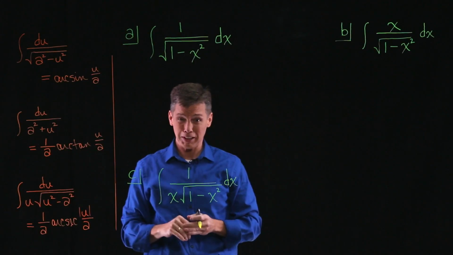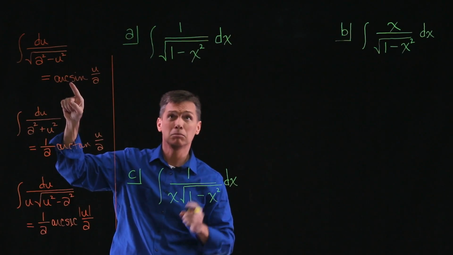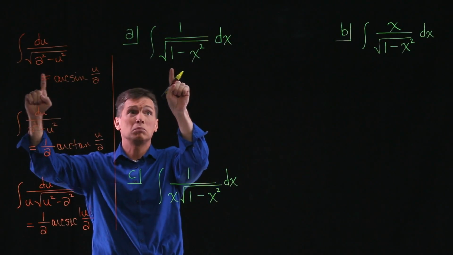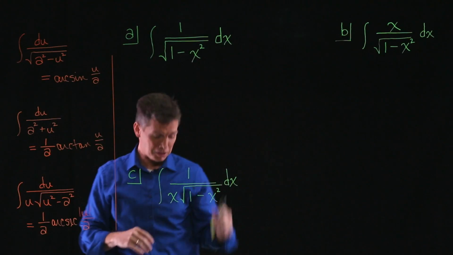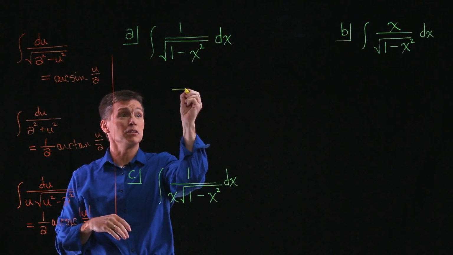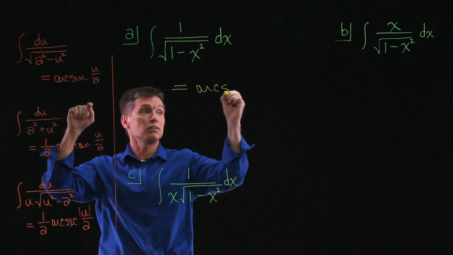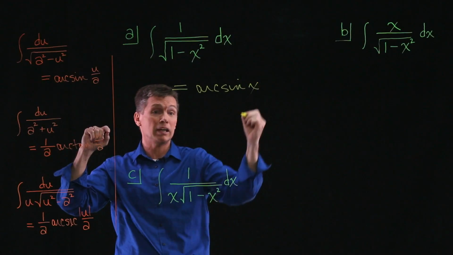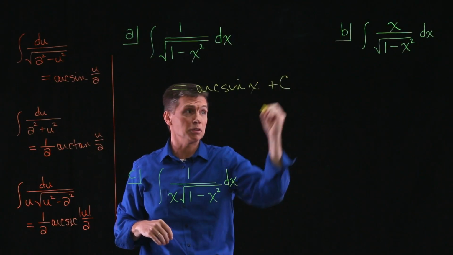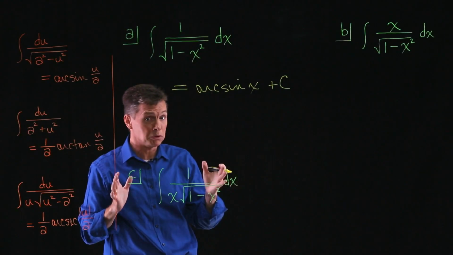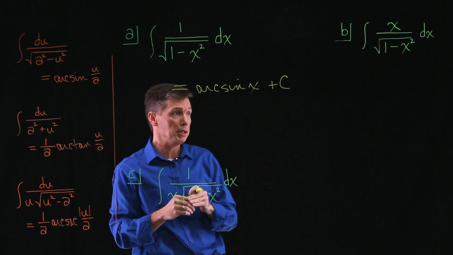This is a really good one because it immediately matches that first one, right? My a is 1 and my u is x, and there's nothing else to it. This integral exactly equals immediately the arcsine of x. An indefinite integral, so we'll tack on our plus c for good measure. But that problem was a slam dunk. We're done. Okay, let's move on to part B.